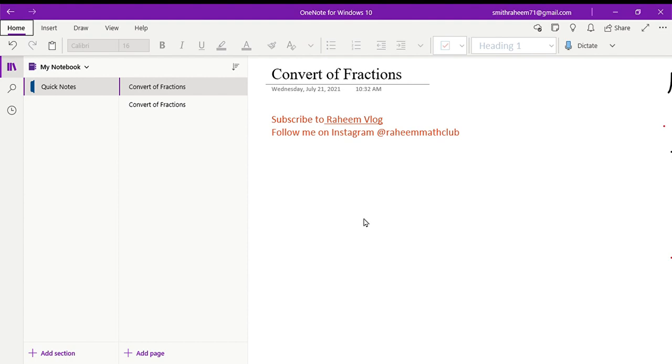And we're going to do the final part of the fractions, where we're going to convert fractions to decimals, to a percentage, or we're going to find the quantity of a fraction.